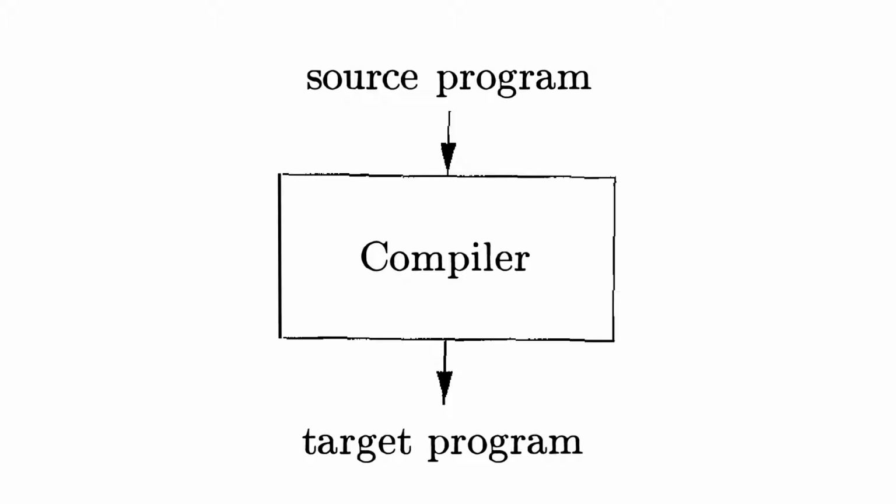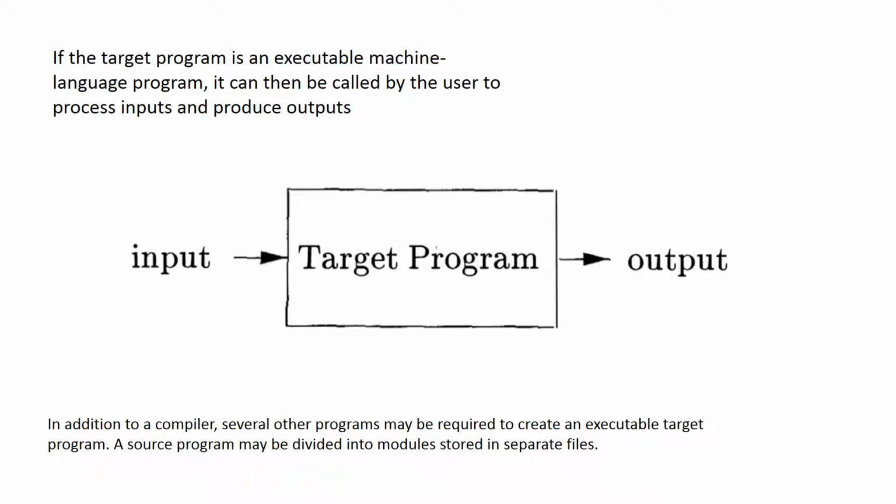This is the visual layout of a compiler. So we input a source program, then it goes to the compiler, then it outputs the target program. If the target program is an executable machine language program, it can then be called by the user to process input and produce output. So we have here input, then target program, then output.